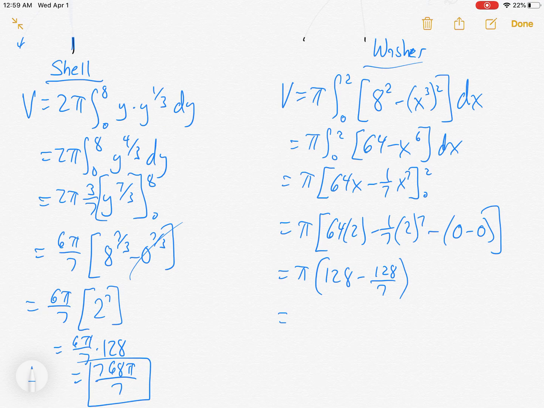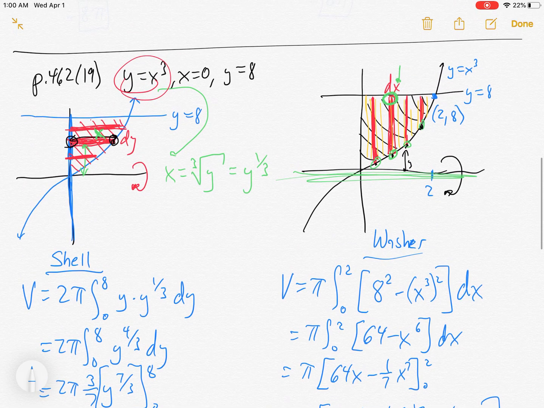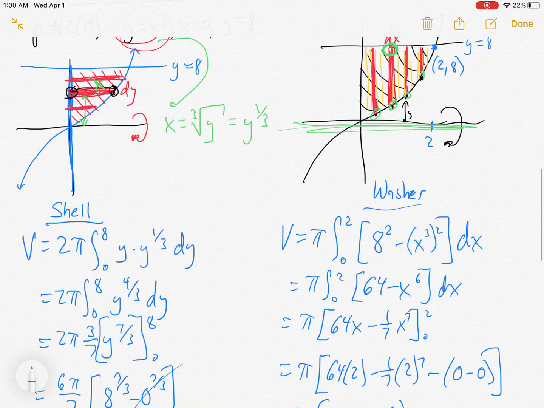Well, guess what? It works. If you get a common denominator, I'm really not going to do it, but it would be 896 over 7. And so when you subtract those, I guess I'll just show it, why not? 896 over 7, and what do you know, when you subtract those, you get the anticipated, the expected, the desired 768 pi over 7. Never has that looked so good. Okay, we're done. Disk and shell and washer slash disk.